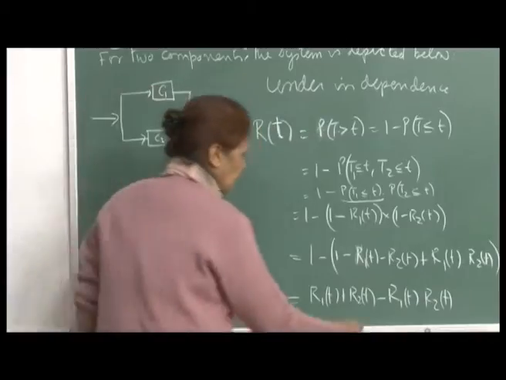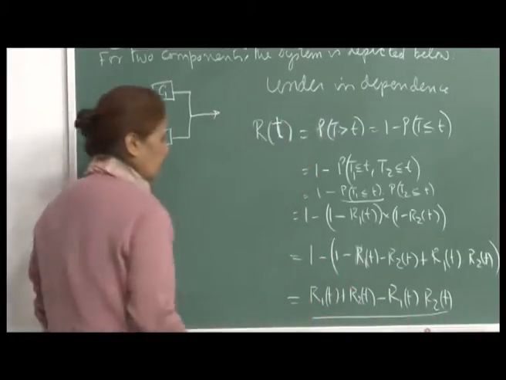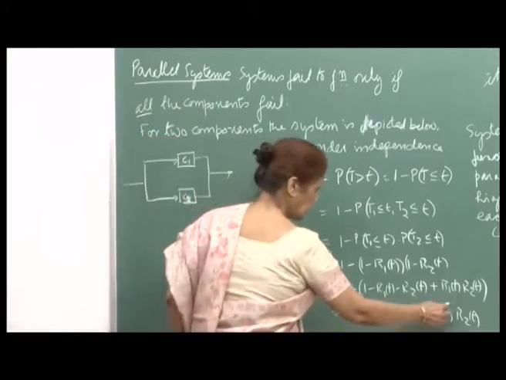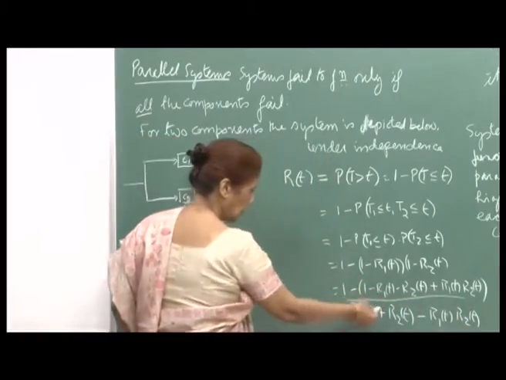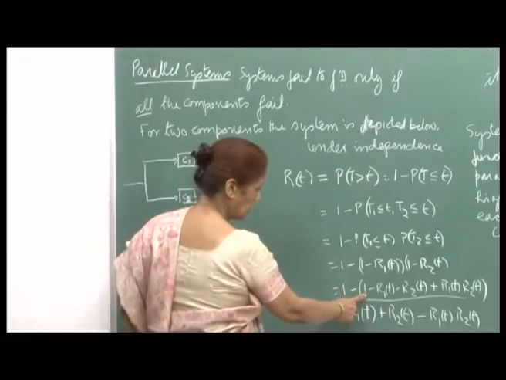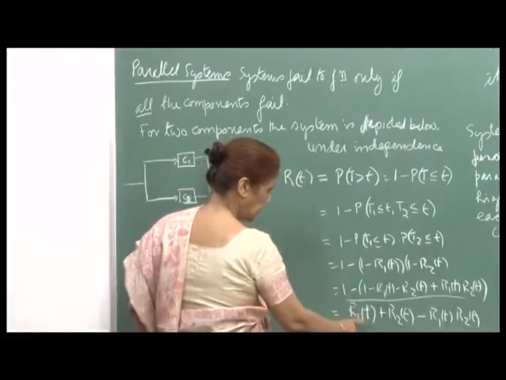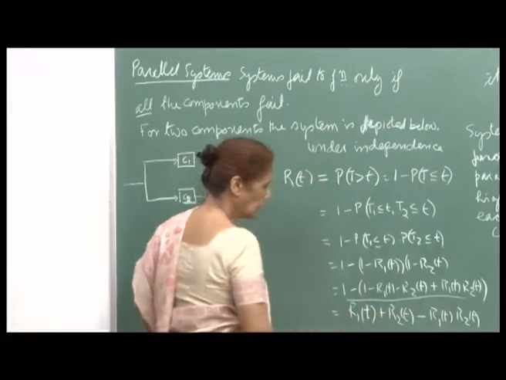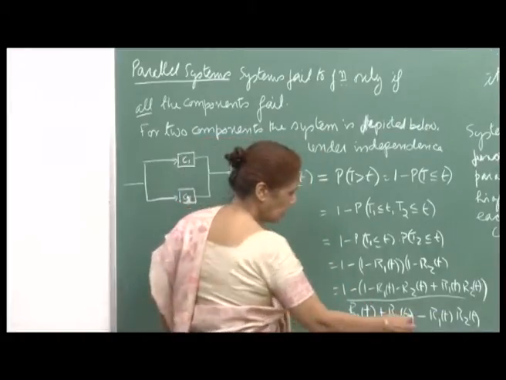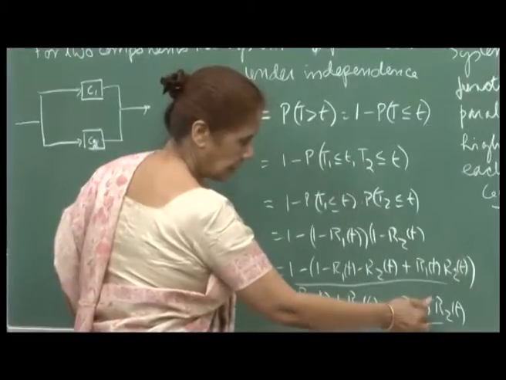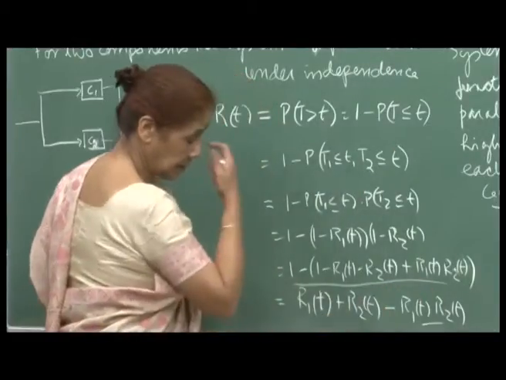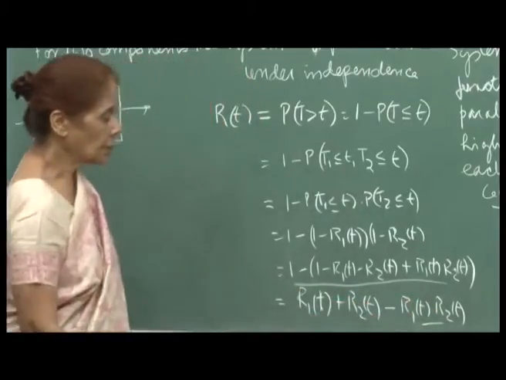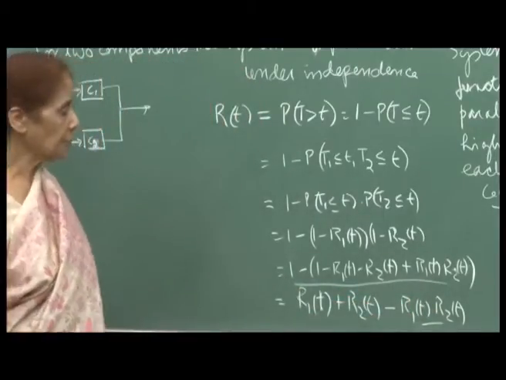So, this is the expression, and once we get this expression, which I can write because 1 cancels with the minus 1, you will be left with R1(t) + R2(t) - R1(t)R2(t). Now, you see that this is the reliability for the two systems, because this is R1(t) into R2(t), and we are assuming that the two systems function independently.